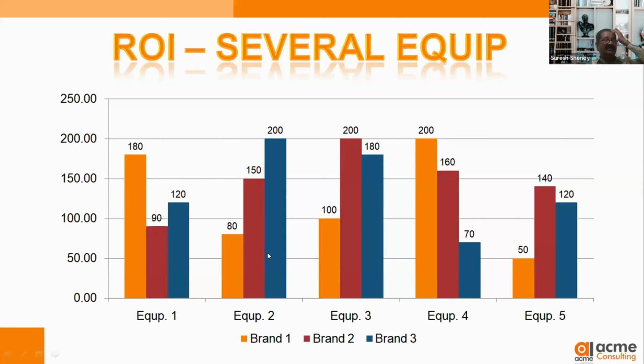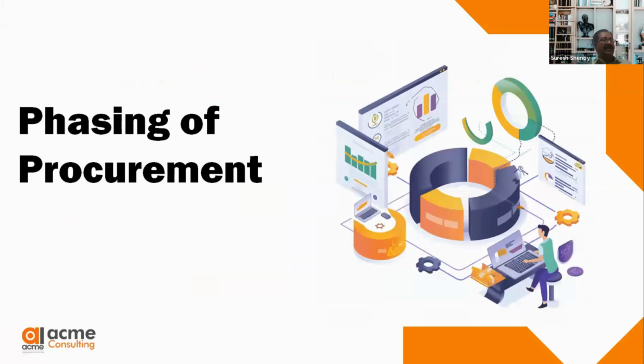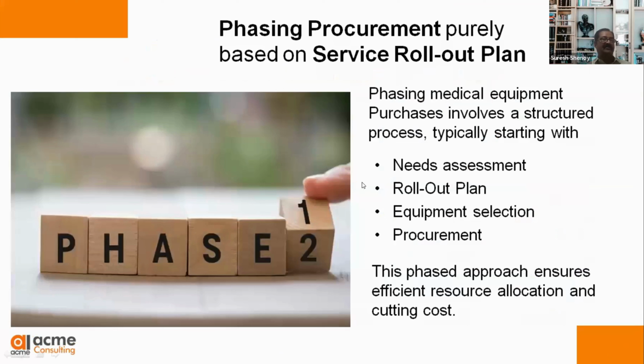Similarly, there are different equipments and for different departments. So you can prioritize from here also. And phasing of procurement. What is phasing? This is a topic. What is phasing?